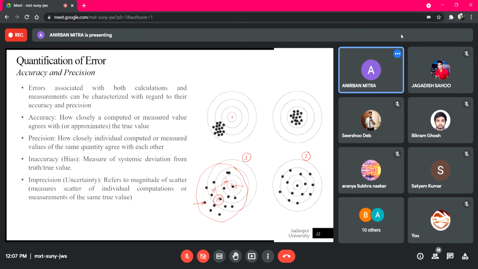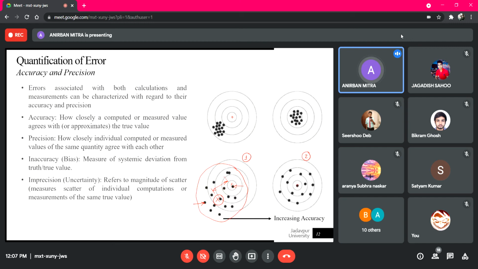But what can we say about its inaccuracy or bias? Is it too biased or too inaccurate? You will see that all these points, all these results or measurements are centered around the actual value or the exact value. So you can say that this group of results is more accurate than the previous one. So along this axis, there is increase in accuracy.